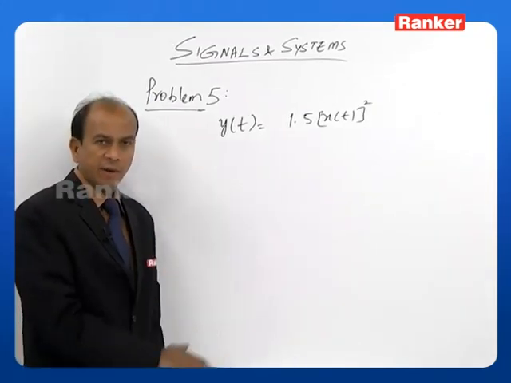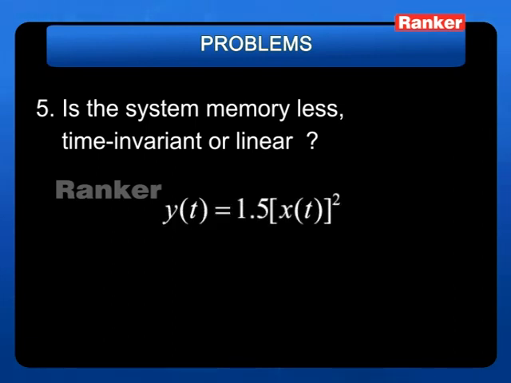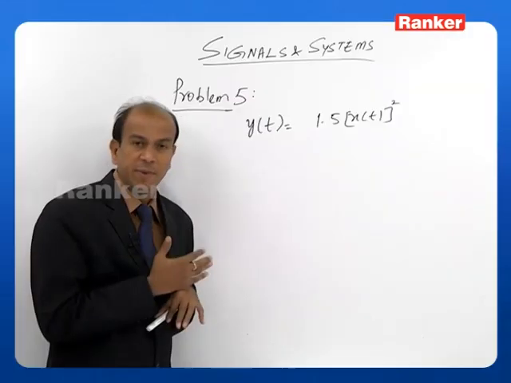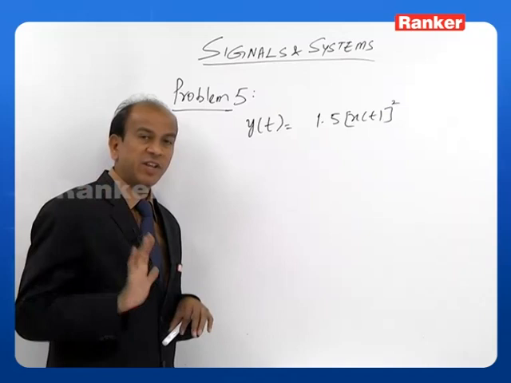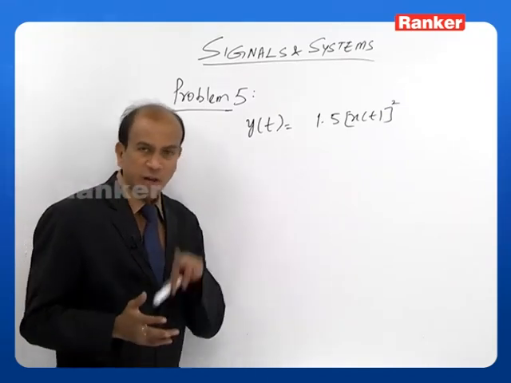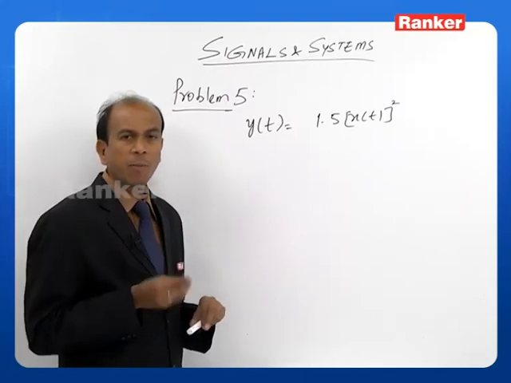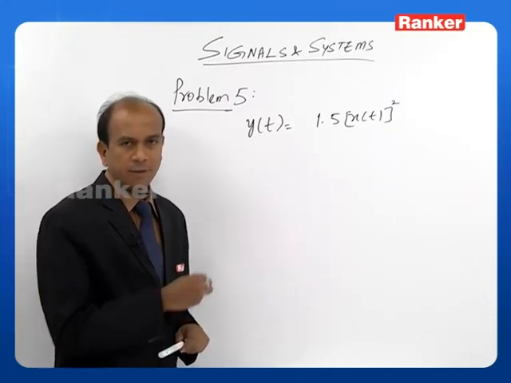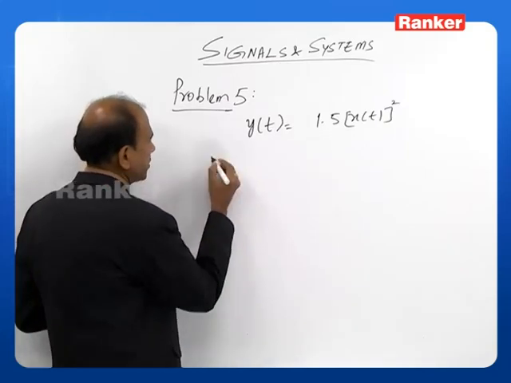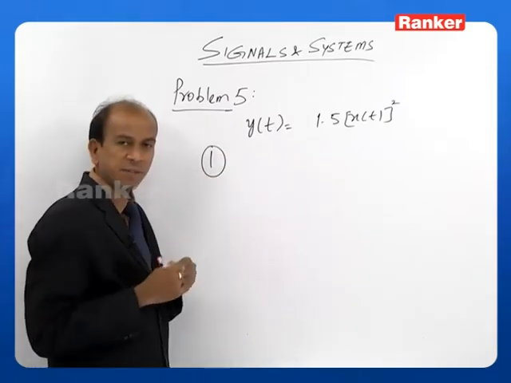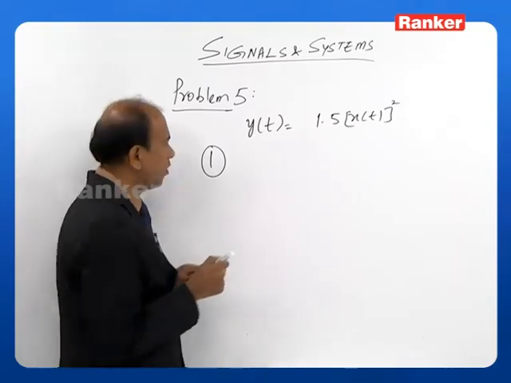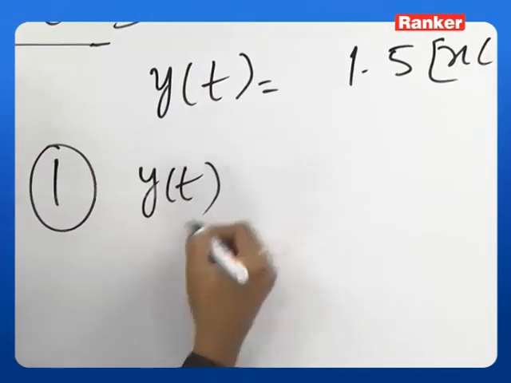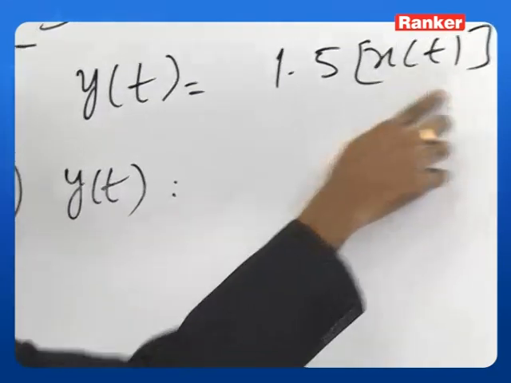Let us look at problem number 5. Now, in this we have to find out whether the system is memoryless, time invariant or linear. So, all these three conditions we have to check, whether the system equation satisfies this classification as it is, whether it is memoryless, whether it is time invariant or whether it is linear. Okay, let us talk about each one of them separately. Let us first talk about the memory of the system. We have to find out whether the system is memoryless or has memory. If you look at this, y of t here is dependent only on x of t.